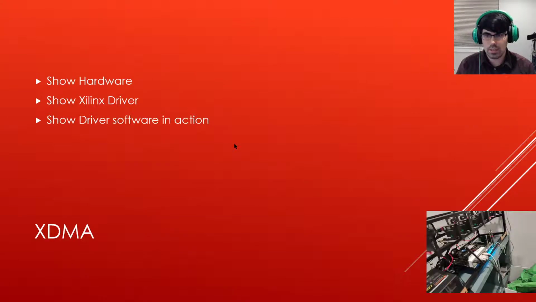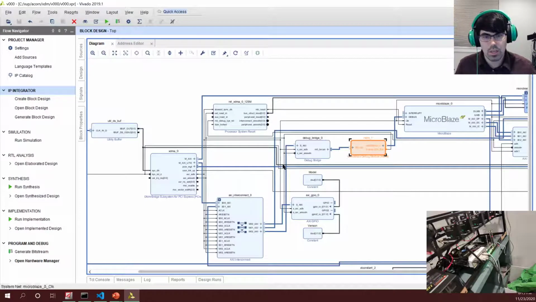XDMA is Xilinx direct memory access, and this is what the PCIe module is called that allows us to do DMA transactions. So let's take a step and look at the hardware. Here we go.